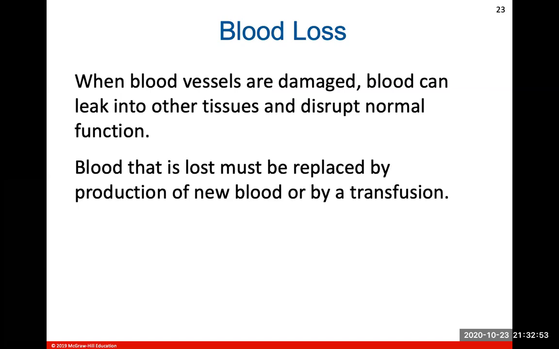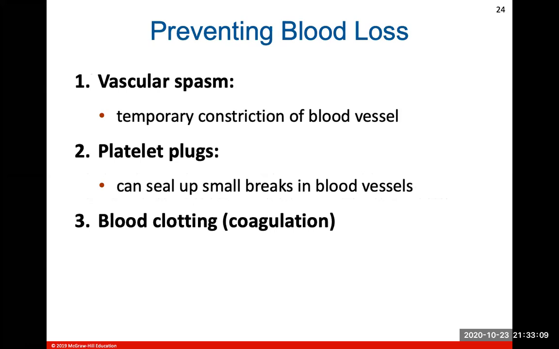So when a blood vessel is damaged due to a cut in the skin or anywhere in the body, blood can leak into other tissues and disrupt more normal function. So blood that is lost must be replaced by the production of new blood or by a transfusion.